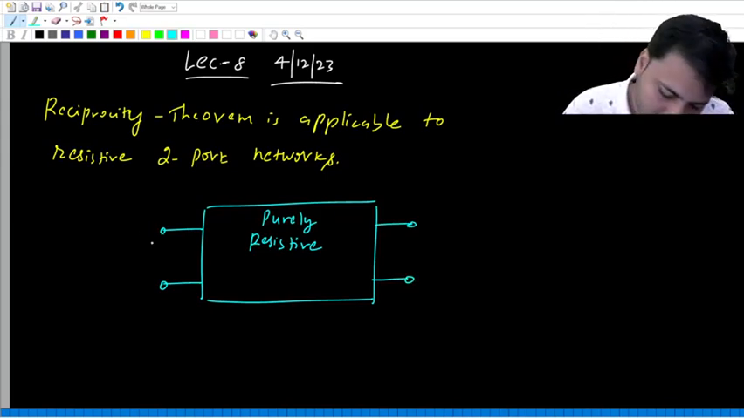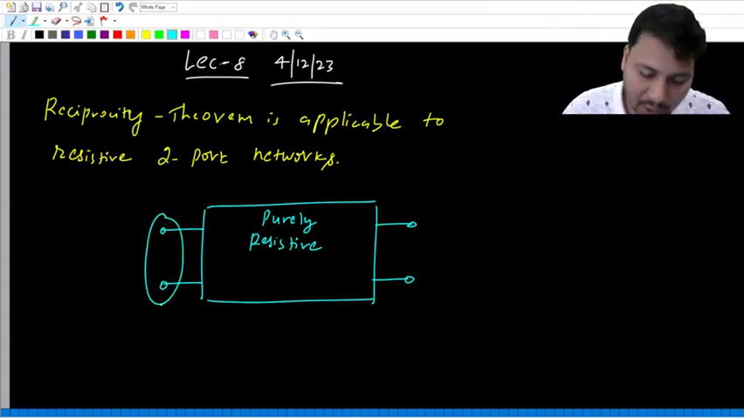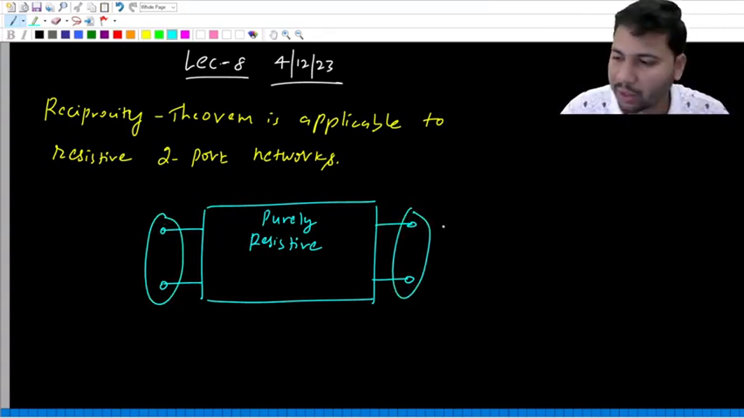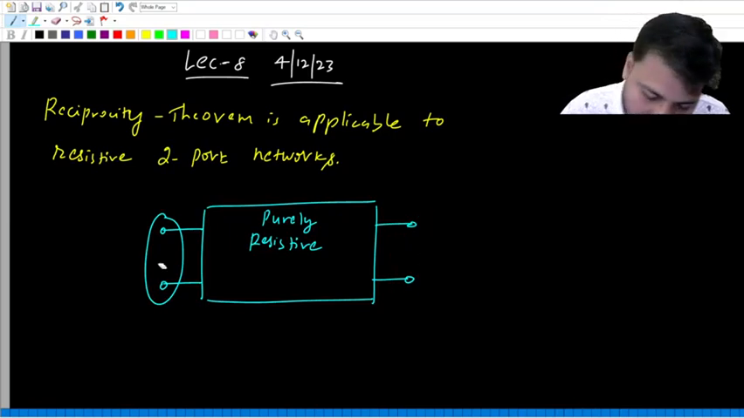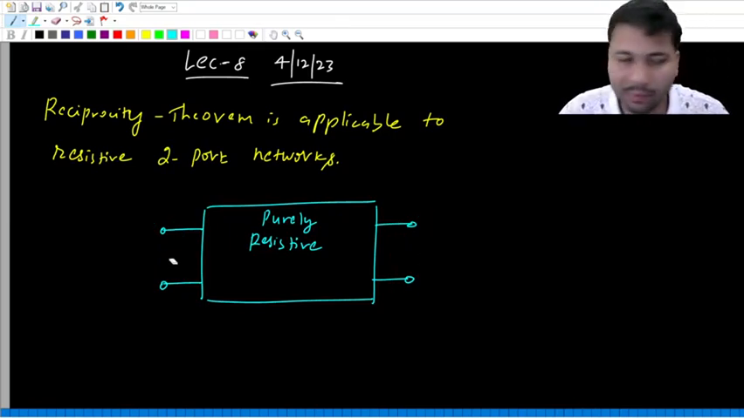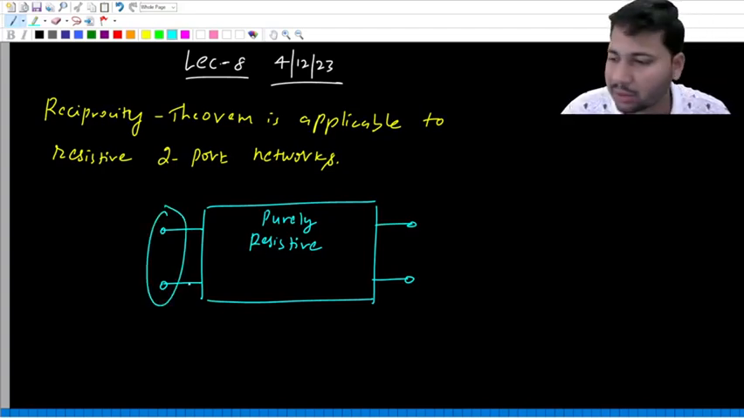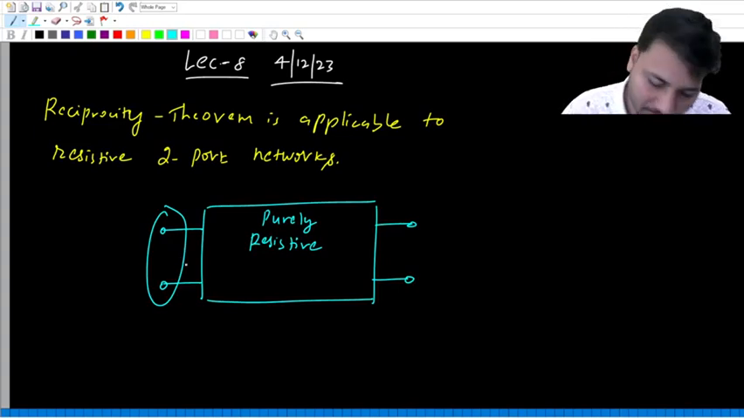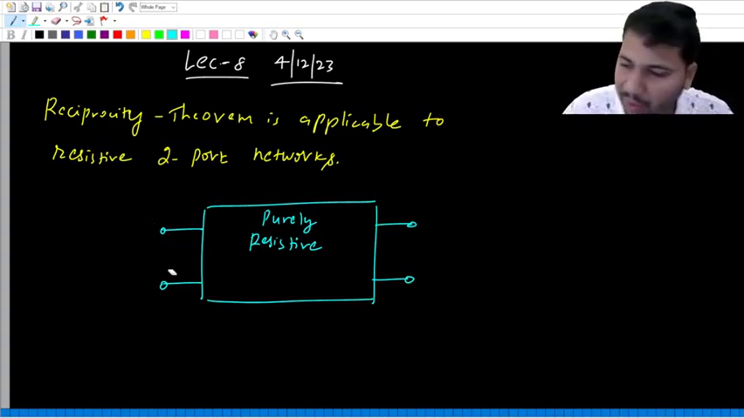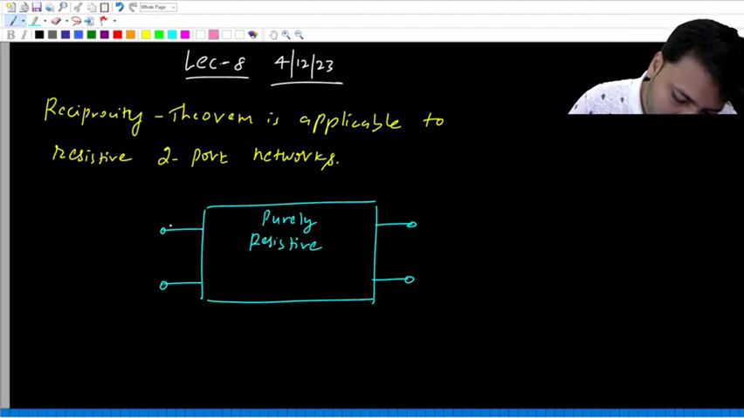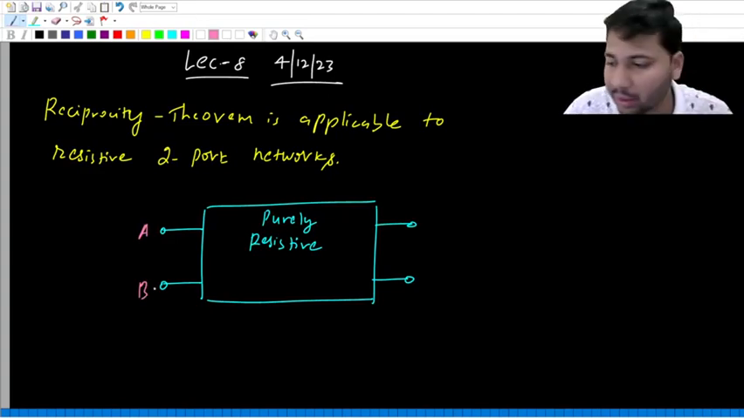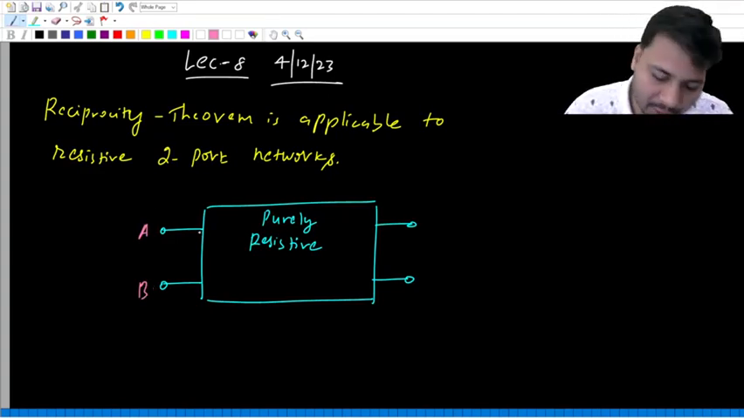Okay, so these two terminals will form one port. These two terminals will form another port. I hope you remember the definition of a port. A port is a set of two terminals at which currents can enter and leave the network. Okay, so when will two terminals form a port? For example, if I call this terminal A and this terminal B, when will terminals A and B form a port?